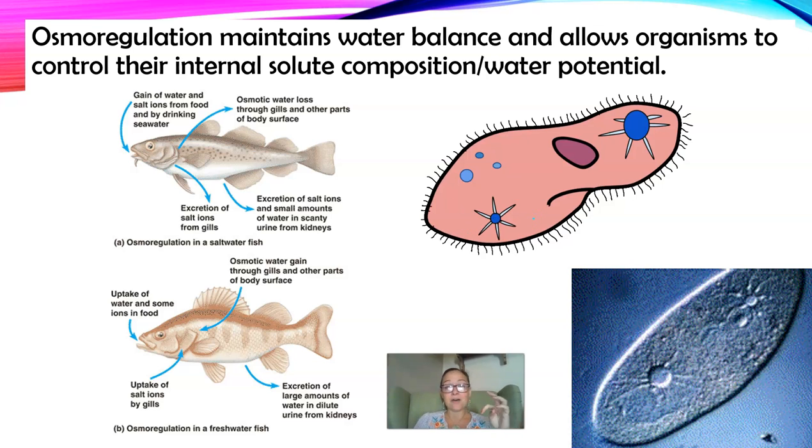And then the amount of urine they produce will also be different. A freshwater fish will produce lots of dilute urine to get rid of that excess water, so their cells are not in a hypotonic environment inside their bodies. And then a marine fish will have a little bit of concentrated urine, so as not to waste water.